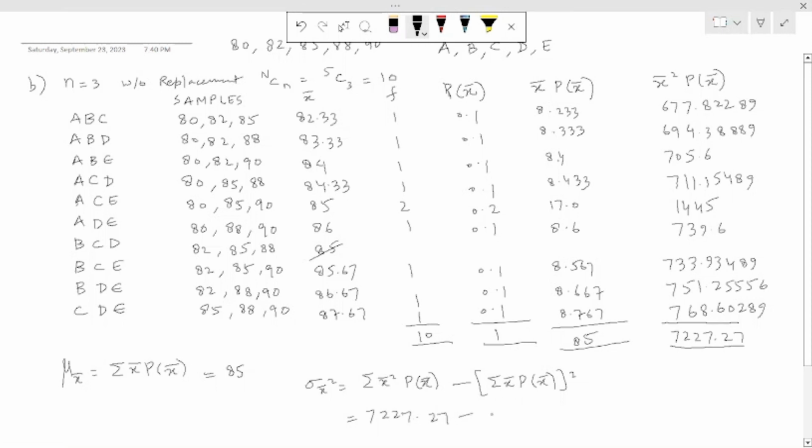Now substituting this value in the formula, we get 7227.27. This 7225 is the square of 85. Therefore, we get 2.27 as the variance of the sampling distribution.